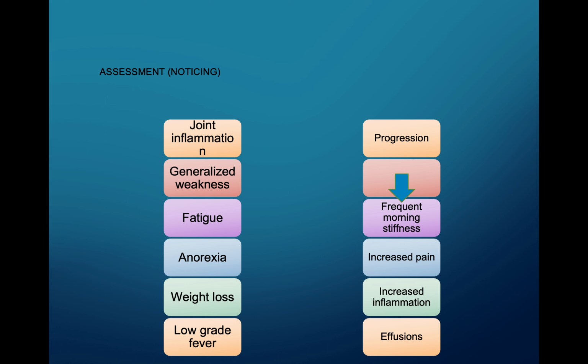As the disease progresses, we can see different types of symptoms like frequent morning stiffness that tends to last longer than 30 minutes. It just doesn't go away. We start to see an increase in pain. We could see excessive fluid accumulations within the joint space. We can see deformities of the joints that are affected.